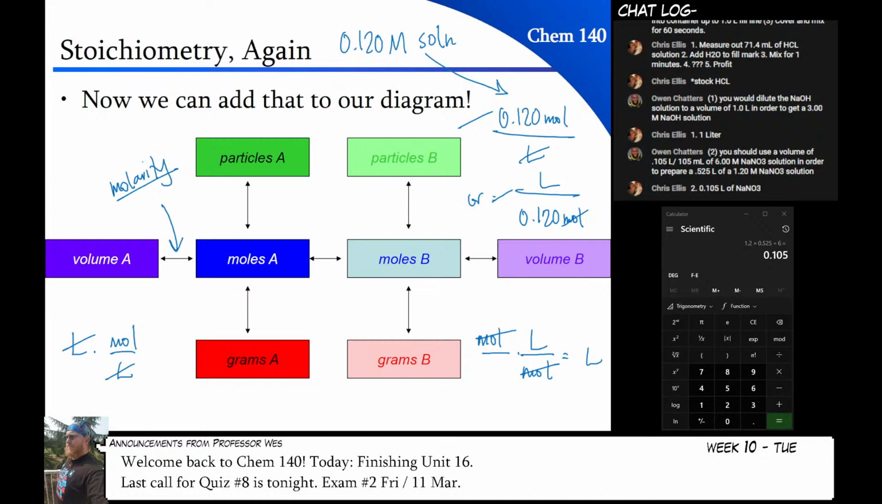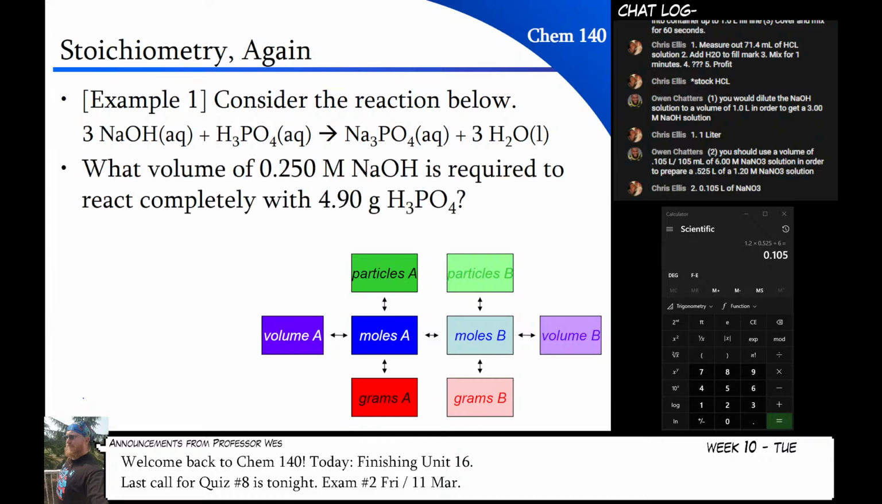So that is virtually everything you need to know to do these problems. So let's go ahead and just jump right into them. For this problem, I'm going to use 0.250 molar sodium hydroxide, but I want to know what volume I need to react completely with 4.90 grams of phosphoric acid. So I have a mass here, so we're going to start here. We'll turn it into moles, we'll turn that into moles of sodium hydroxide, and then we'll figure out what volume we need, right? So just this sort of thing.